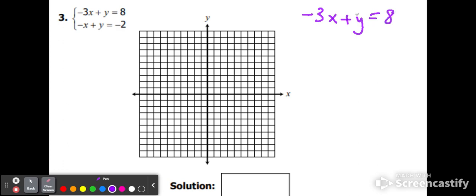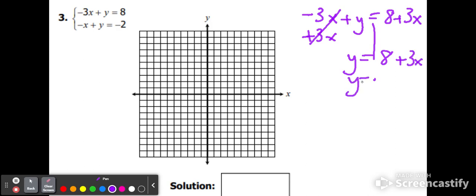So we want y to be by itself. So we need to move this 3x term. It's a negative, so we're going to add 3x to both sides. And now we have y equals 8 plus 3x. If it's helpful, let's rewrite it to say y equals 3x plus 8. All right, we're in the perfect slope-intercept form.